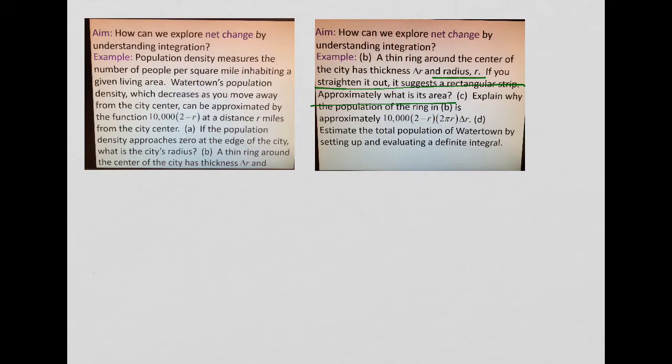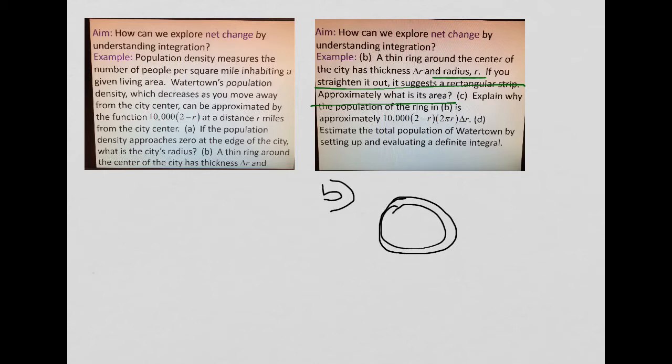All right, B. Okay, so when I'm first drawing this out, okay, so we have this circle, and it's a thin ring around the center of the city, and it has a thickness delta R. So I'm trying to draw this ring around, and it seems pretty thick, except for maybe one side to the left there.